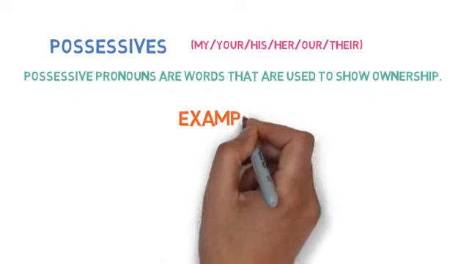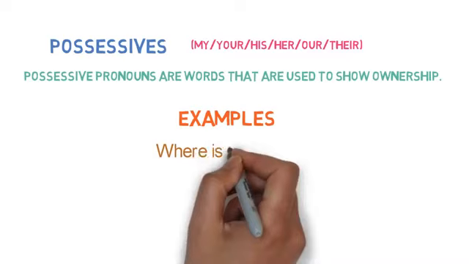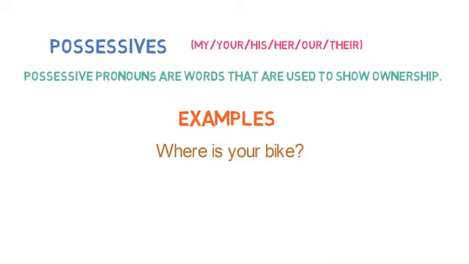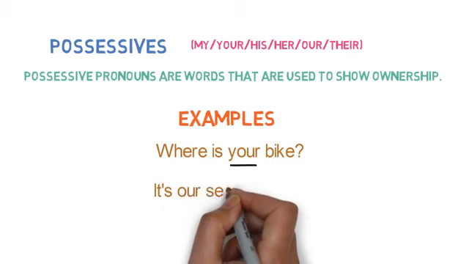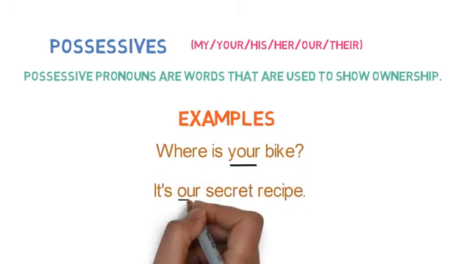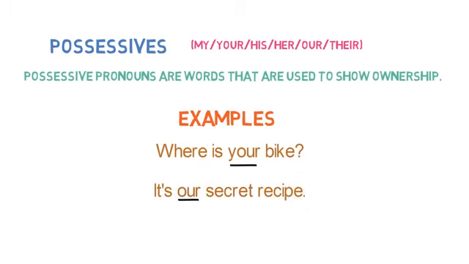Where is your bike? Here we have used your to point out the bike which belongs to you. Let's look into one more example. It's our secret. Here we have used our to point out the secret which belongs to us. As possessives determine the ownership of the noun, they come in the category of determiners.